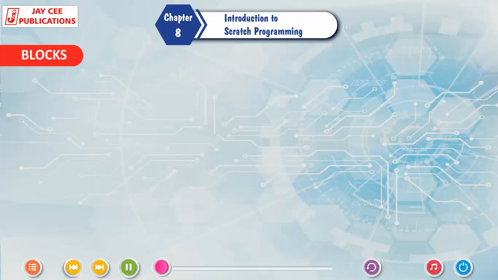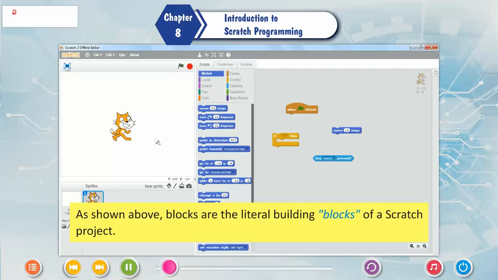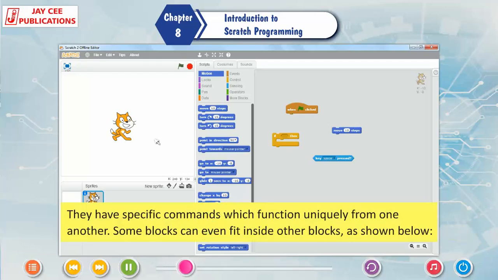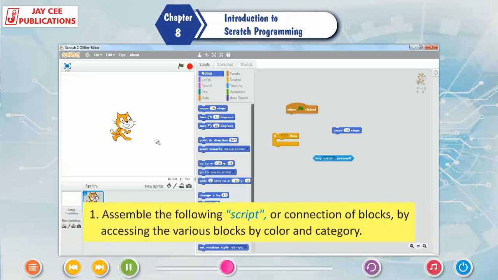Blocks. As shown above, blocks are the literal building blocks of a Scratch project. They have specific commands which function uniquely from one another. Some blocks can even fit inside other blocks as shown below. Assemble the following script or connection of blocks by accessing the various blocks by color and category.